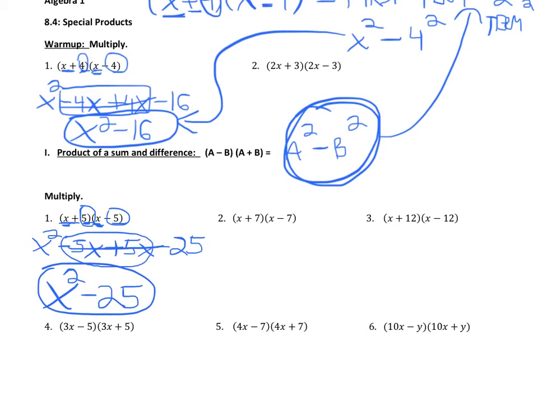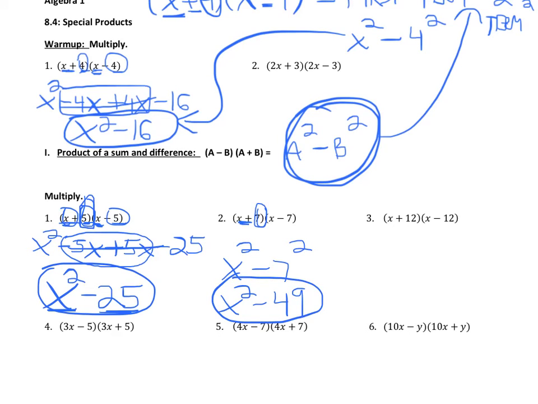Okay, an easy way: if you had x plus 5 and x minus 5, if you just square this x, you get this x squared. If you square this 5, 5 squared gives you 25. So that's the shortcut. Okay, so if I look at number 2, well, it's x plus 7, x minus 7. It's the same thing in each binomial, except one's a plus, one's a minus. So if I take this first term and I square it, that's just x squared. Then it's going to be minus the second term, which is this 7. 7 squared is 49. So this is just x squared minus 49.